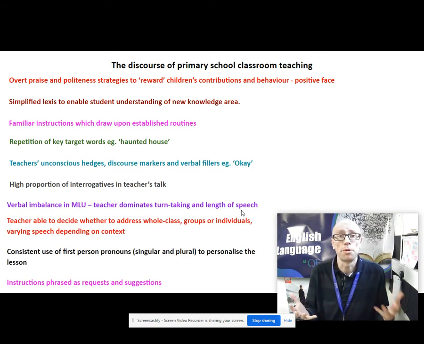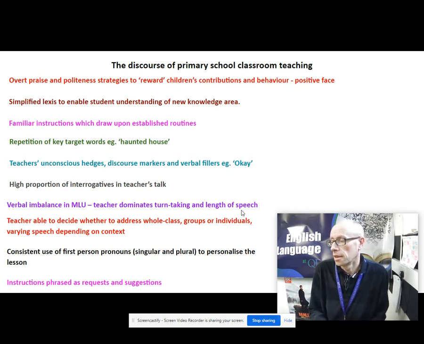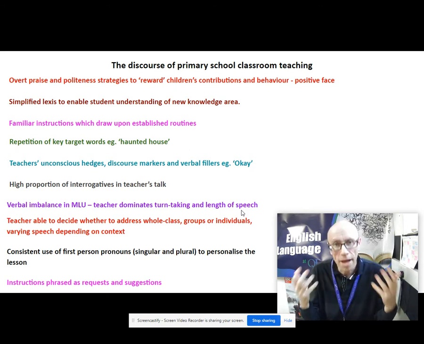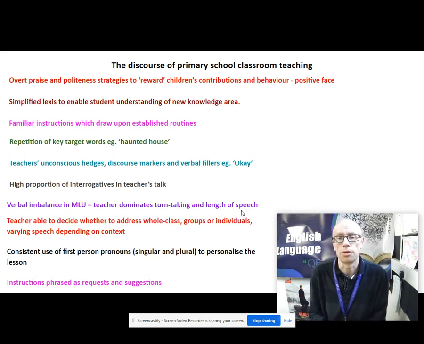We have a big verbal imbalance. So that means the teacher is dominating the conversation. Her MLU, i.e. her mean length utterance, is by far higher than any of the students. So she's dominating the turn taking and the length of speech. And that's totally appropriate, isn't it, in the situation? It's not one of these situations where you'd be applying Grice's conversational maxims and saying, oh, well, she's clearly flouting Grice's maxims because she's speaking too much. No, this is expected, it's routine in this kind of discourse.